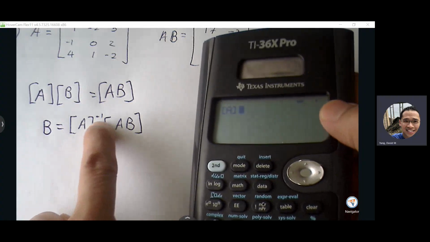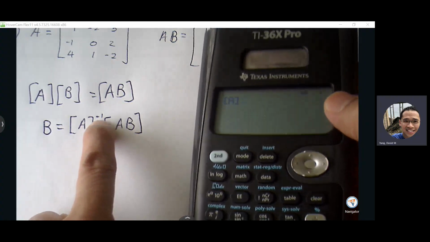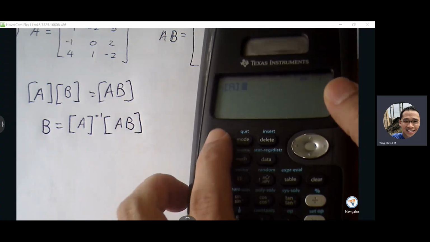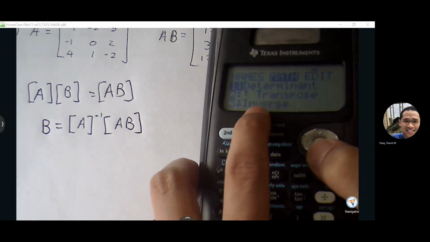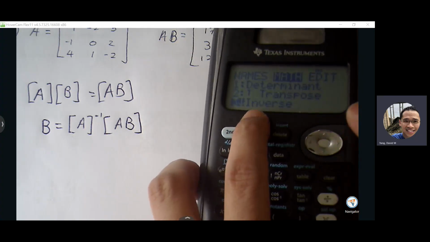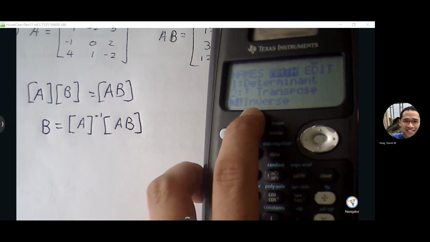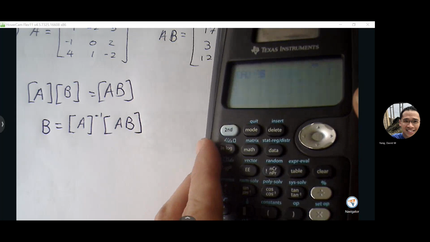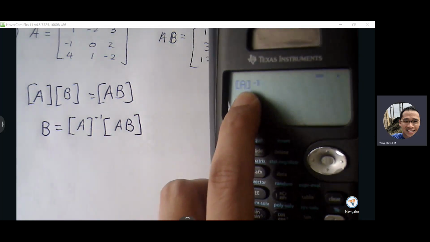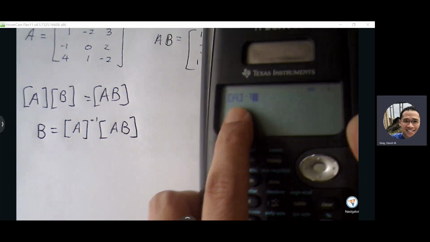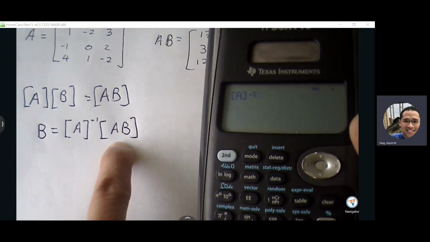But I don't want just that matrix A, I want the inverse of it. So go back to the matrix button and then go to math, and there's an inverse option there. That will give you that inverse matrix. Now I want to multiply this by matrix AB.